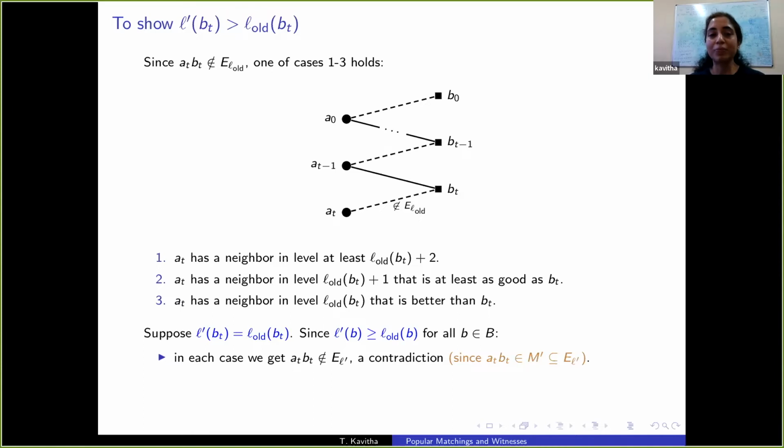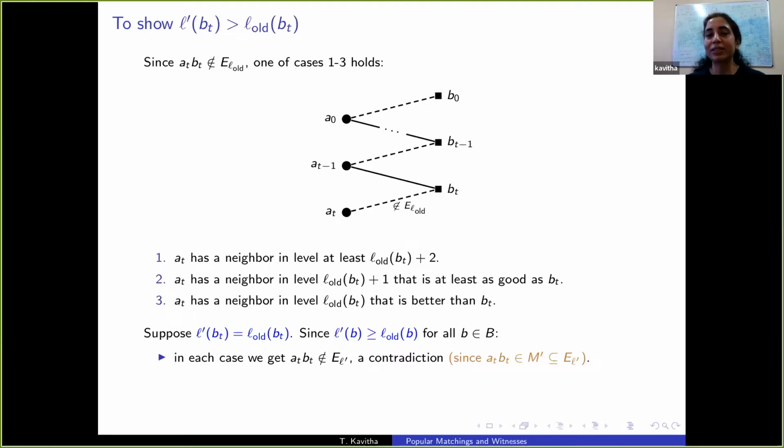So suppose L prime BT equals L old BT. Since at the start of the while loop iteration, we had L prime B is at least L old B for all B, for each of these three cases, the conclusion is that the edge AT-BT should not be in E sub L prime either. And that's a contradiction because M prime is a perfect matching in G sub L prime, and so this edge is very much present in G sub L prime.